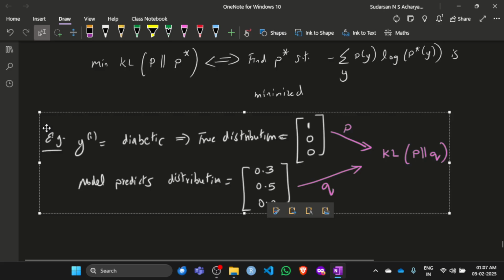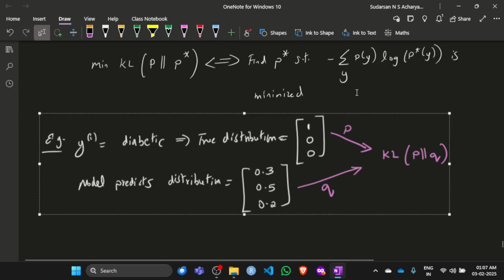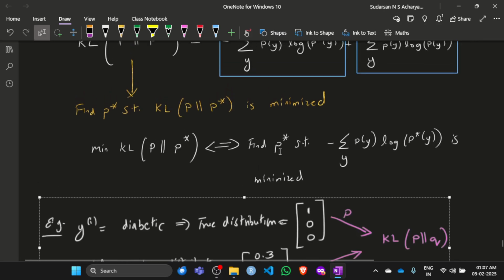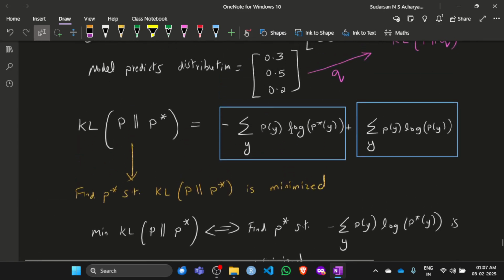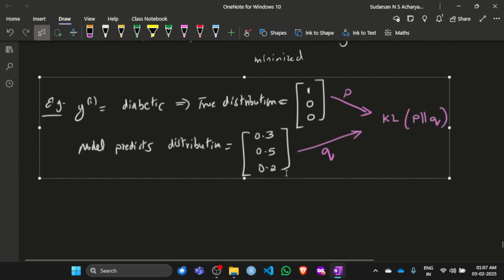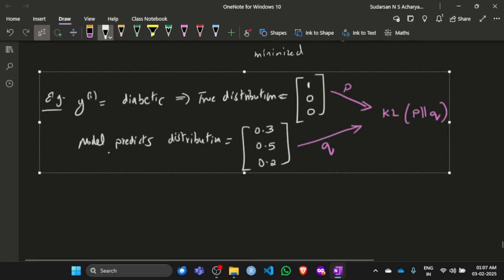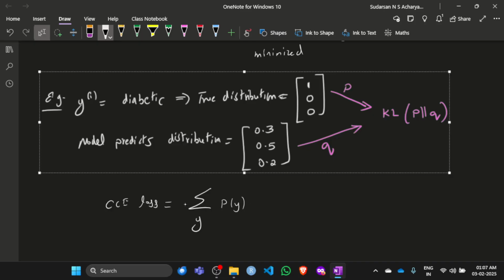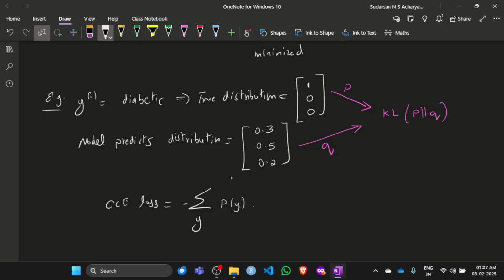In this example, what is the categorical cross-entropy loss? We know that the categorical cross-entropy loss is exactly this quantity. There is the cross-entropy term, and we want to minimize that. So the CCE loss is simply the sum over all possible values y of your true distribution for y, with a negative sign, times the log of what the model gives you as the distribution for y.